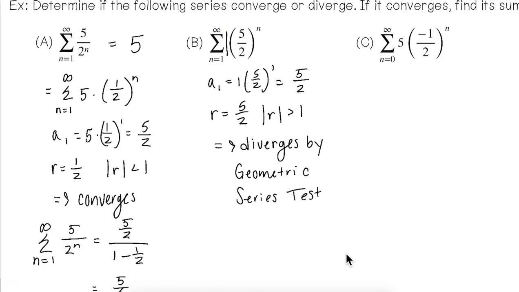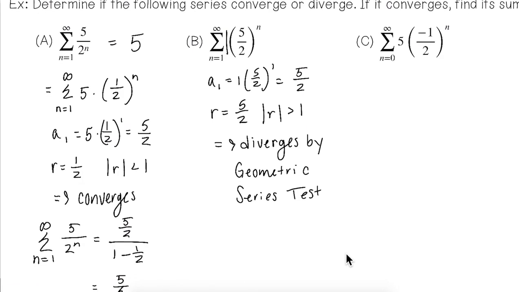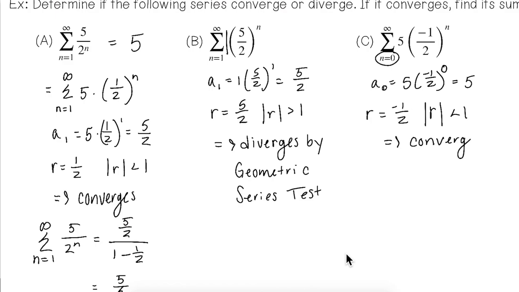we're done with the problem. So now in C, we have a geometric series where we have 5 times negative 1/2, all raised to the n power, right? Got my a1 term is 5 times negative 1/2, and I start at 0 this time, so I actually don't want to find a1, I want to find a0, and anything to the 0 power is 1, so I'm just going to get a 5. My r value is negative 1/2, and the absolute value of r is positive 1/2, which is less than 1. So this is going to converge by the geometric series test.